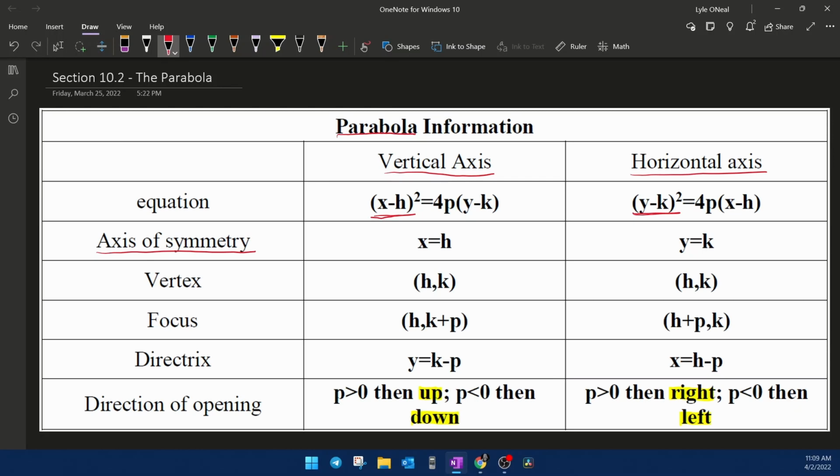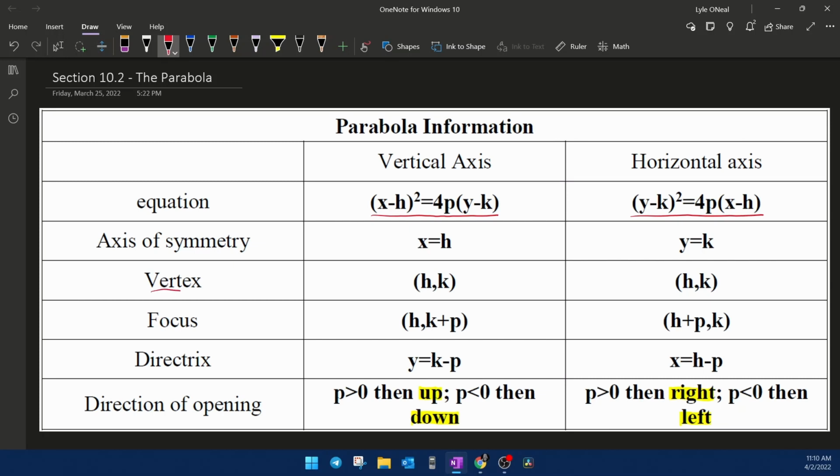Okay? So if you have a vertical axis of symmetry, the parabola will either open up or down depending on the value of p. If you have a horizontal axis of symmetry, the parabola will open either left or right. So we do have given the standard form of the equation of a parabola that opens up or down, and the standard form of a parabola that opens either left or right.